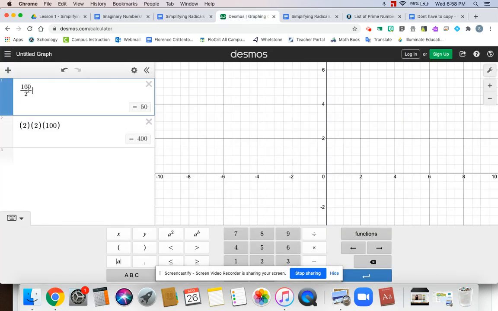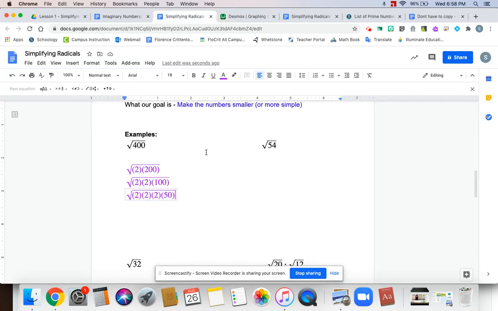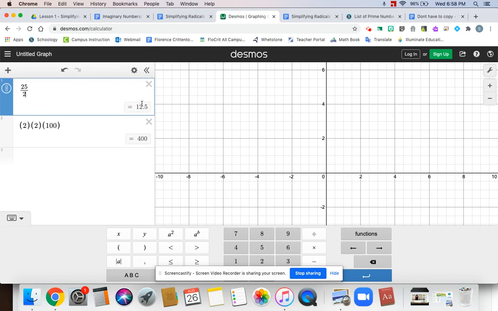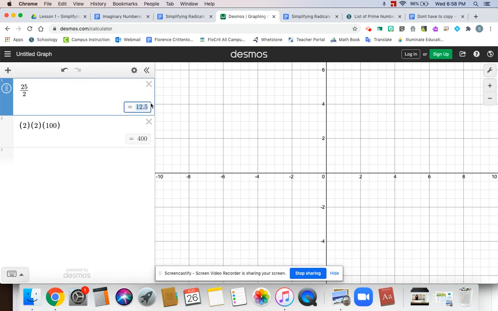Can 50 break apart more? Can I do 50 divided by 2? Yep, I do that and I get 25. So 50 becomes 2 times 25. Can I divide 25 by 2? No, I get a decimal. And we don't want decimals in this. We only want whole numbers.